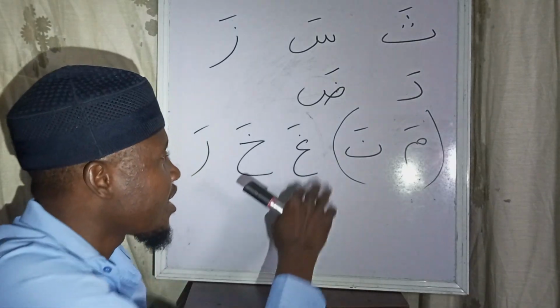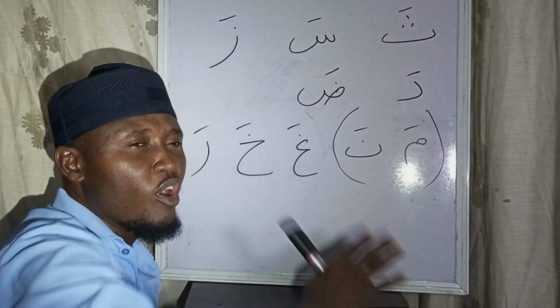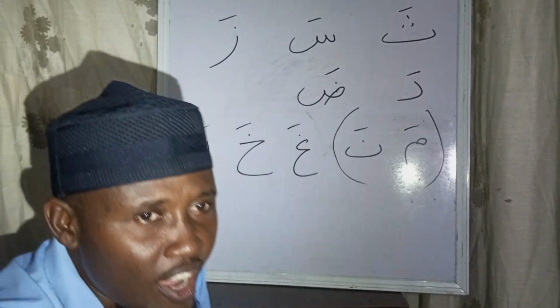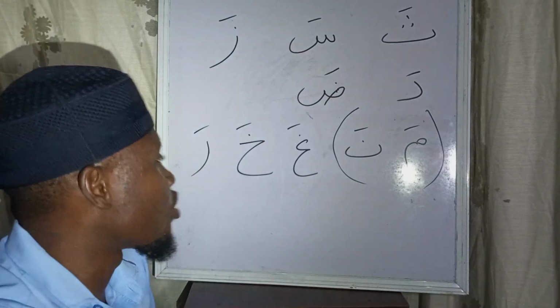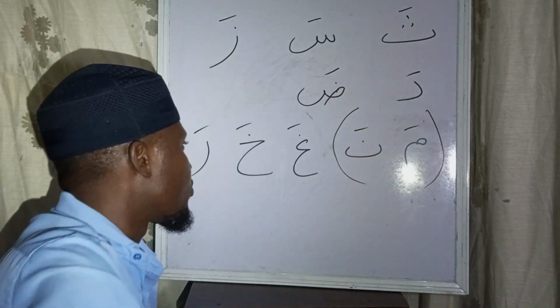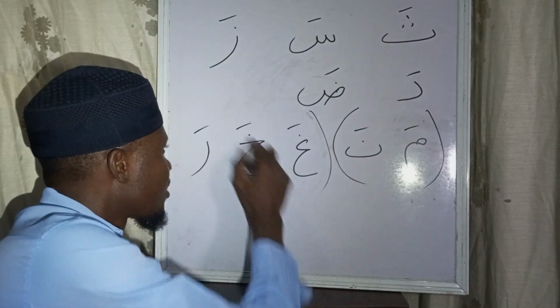So this will be explained more when we get to the attributes of letters, which we shall go to in our lesson 3, inshallah. Now, this is one group. This is another group here. These two.